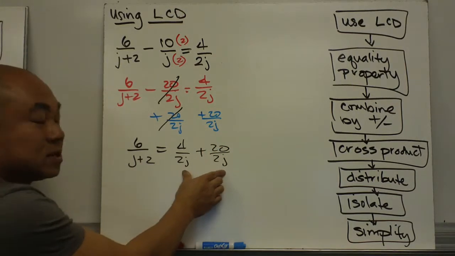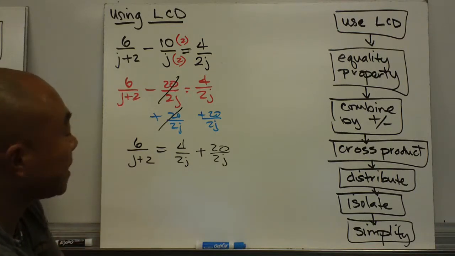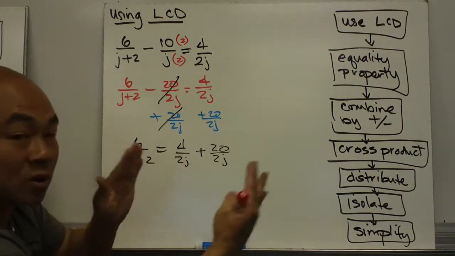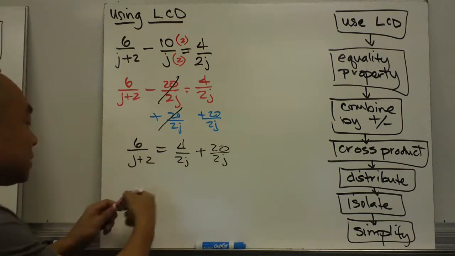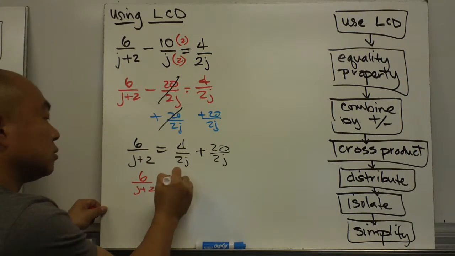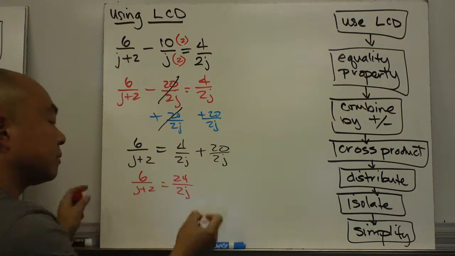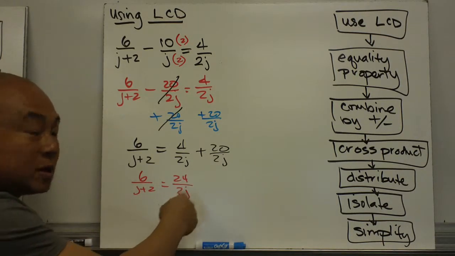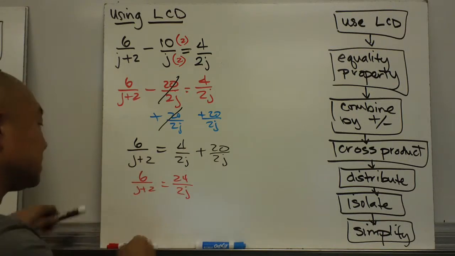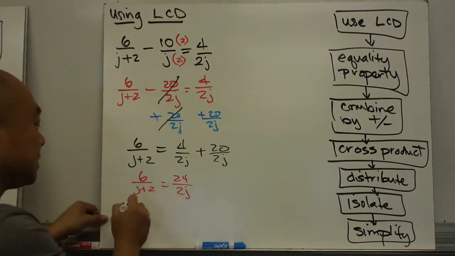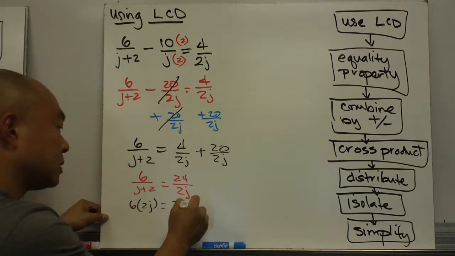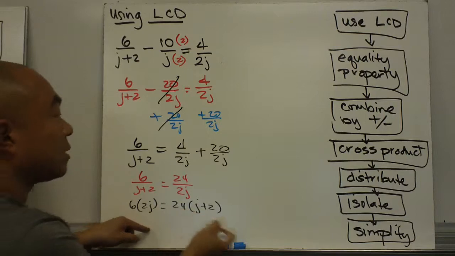And now if you look at it, similar to what you've done before with adding and subtracting fractions, adding and subtracting rational expressions are the same. If the denominators are the same, you can put them together just by adding the numerators together. So let's rewrite. I now have 6j plus 2 is equal to 24 over 2j. Now very well here I could do a GCF and take that out, but I'm just going to do cross products. So when I cross product this, I'm going to have 6 times 2j is equal to 24 times j plus 2.